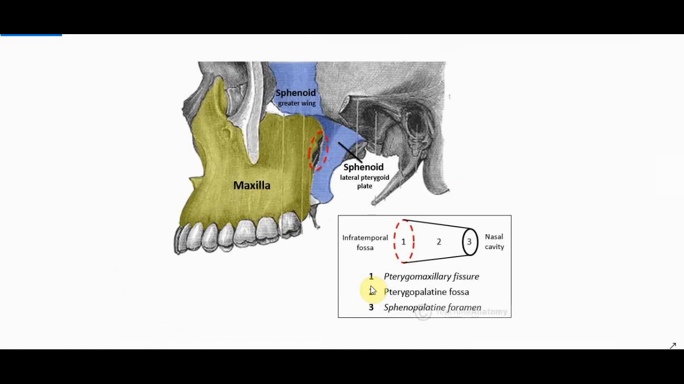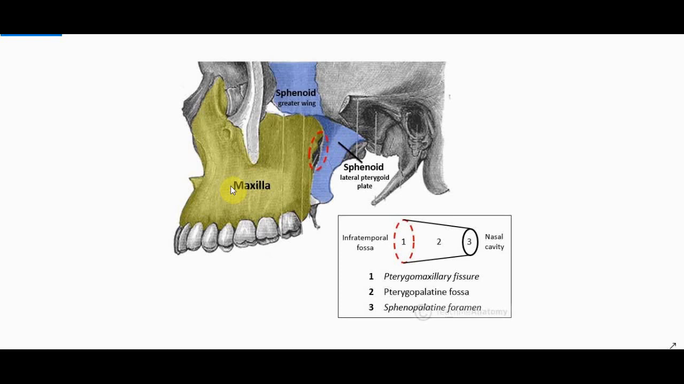Anteriorly, we have the posterior surface of the body of the maxilla. This surface you can see from the front is the anterior surface, and if you were to stand over here, the surface of the maxilla that you would see would then be the posterior surface. So the anterior boundary is the posterior surface of the maxilla.